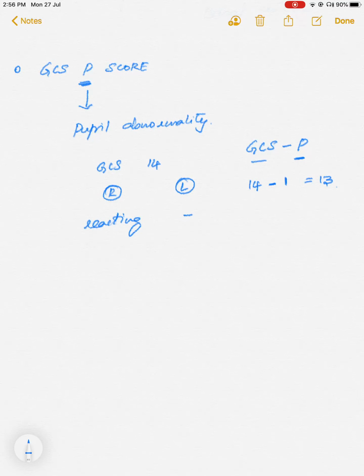Normally the GCS will vary between 3 to 15. The GCS-P score will vary between 1 to 15. So this will summarize what we need to know about GCS. Thank you.